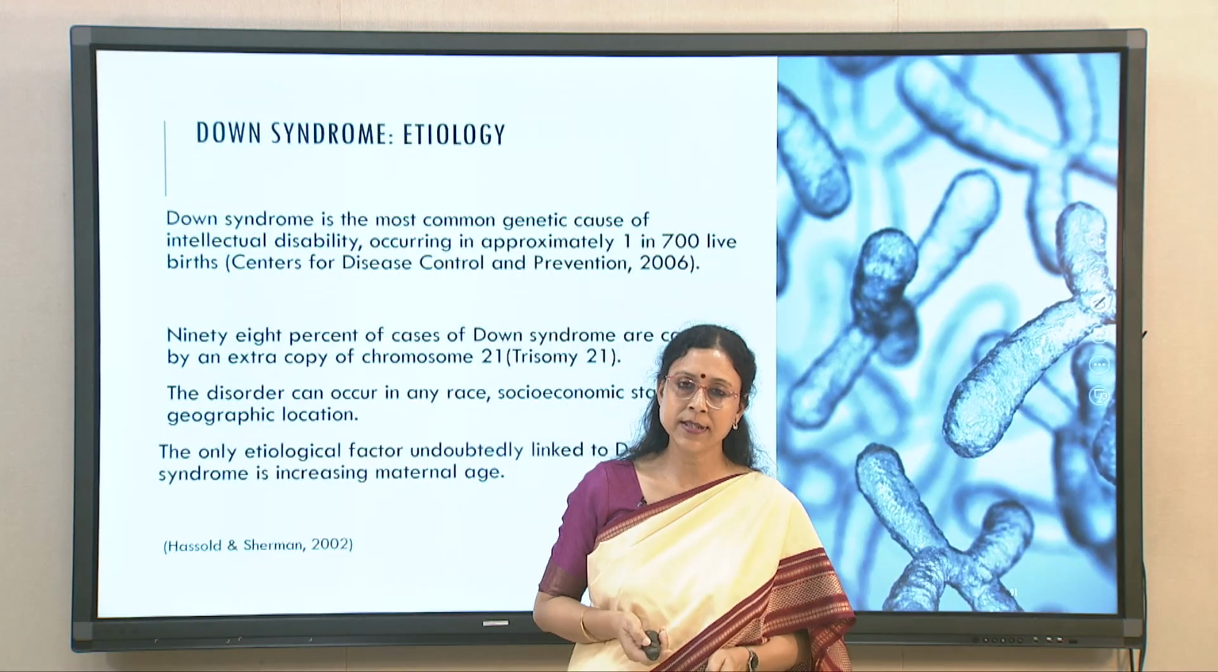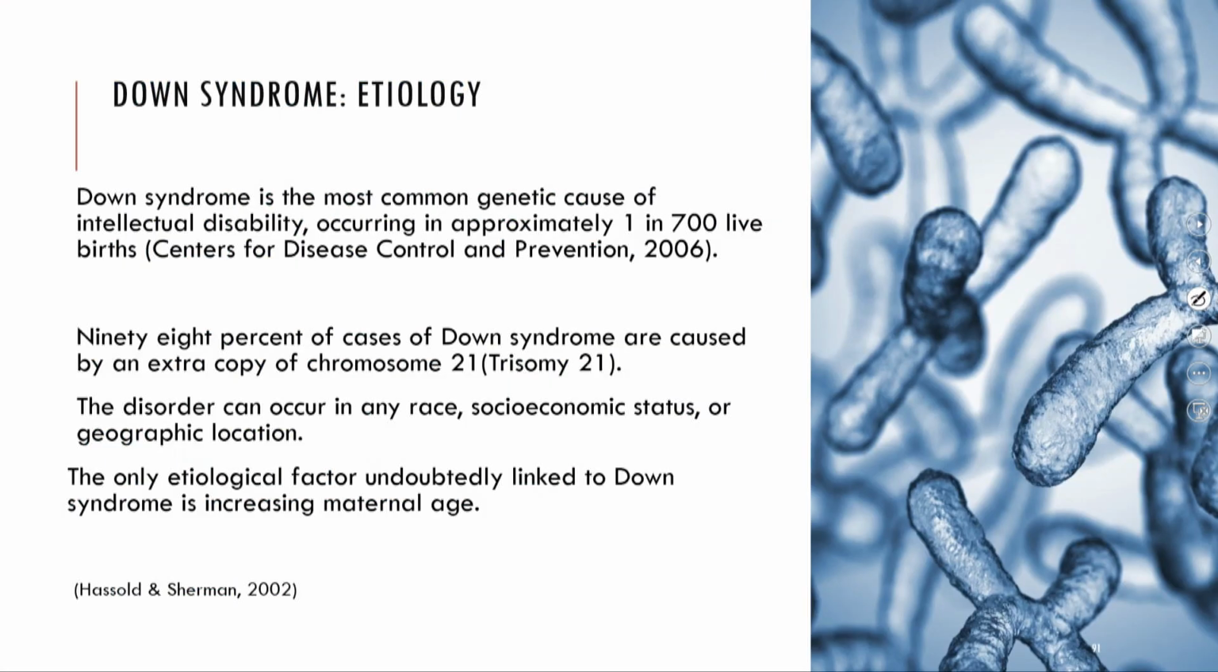Now, Down syndrome is yet another well studied and well known disorder, that is a developmental disorder. Down syndrome is one of the most common genetic causes of intellectual disability. This is found in approximately 1 in 700 live births. This is a statistic that we have got from the Center for Disease Control and Prevention.